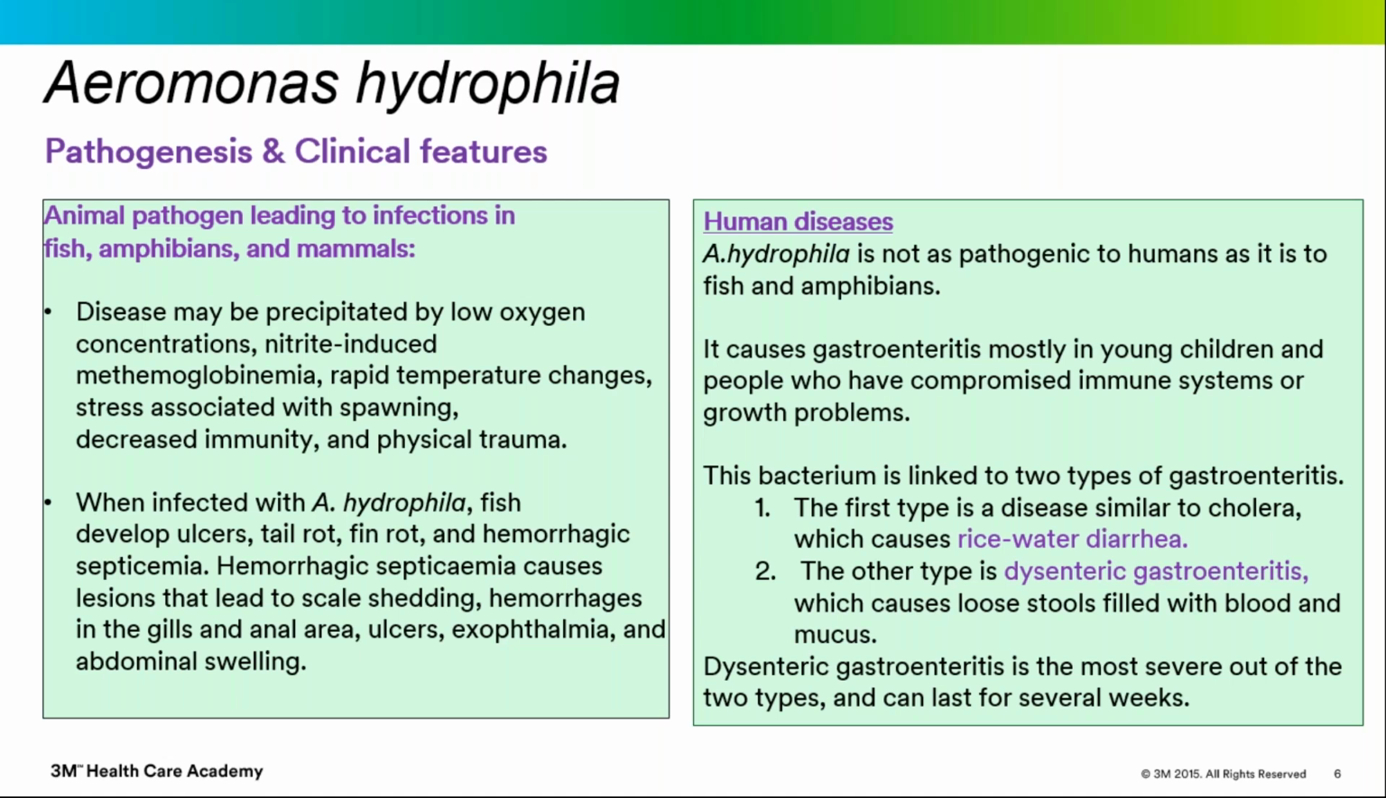Coming to the human diseases, it causes gastroenteritis, mostly in people who have compromised immunity. This bacterium is linked to two types. The first type is called rice water diarrhea, and the second type is dysenteric gastroenteritis. Dysenteric gastroenteritis is the most severe of the two types, which can last for several weeks.